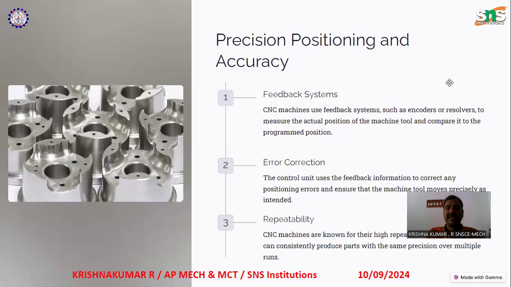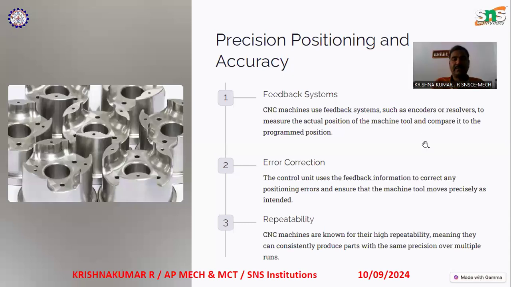Precision, positioning, and accuracy. Feedback systems. CNC machines use feedback systems such as encoders or resolvers to measure the actual position of the machine tool and compare it to the programmed position.